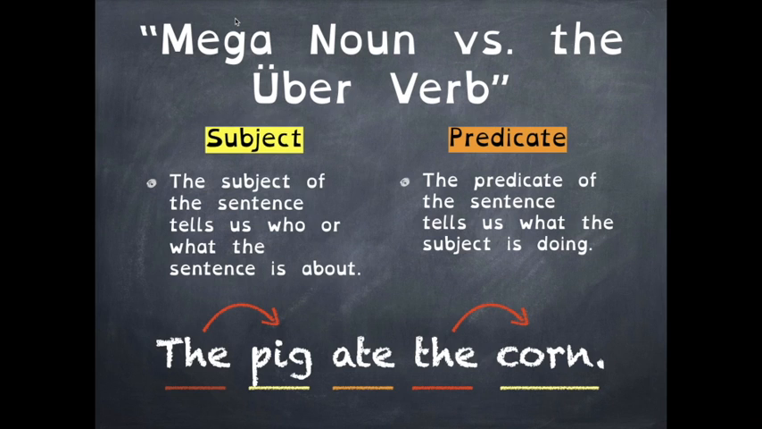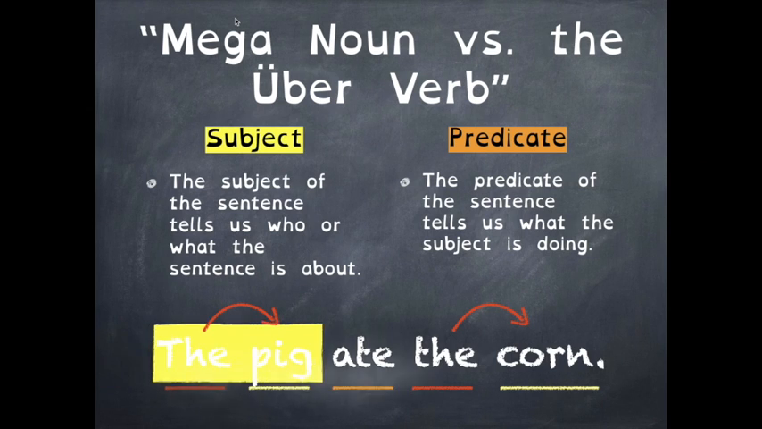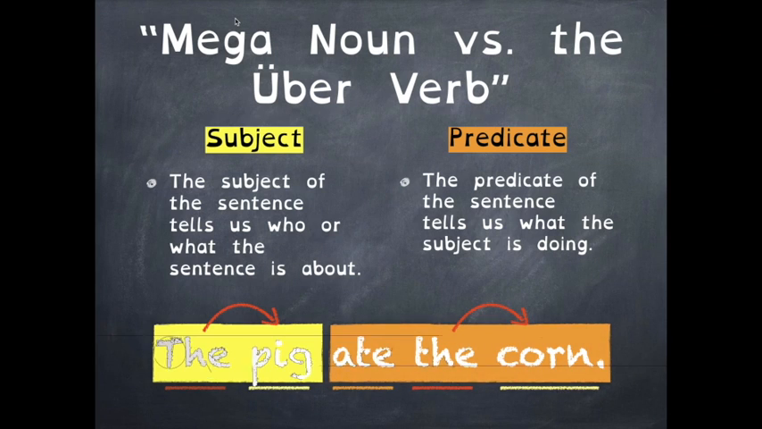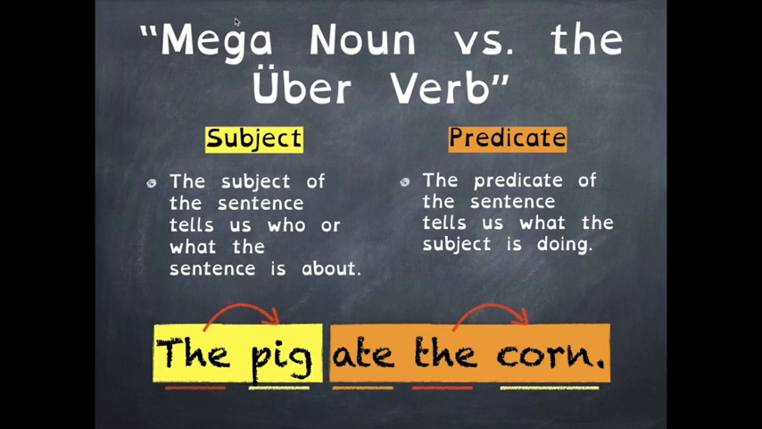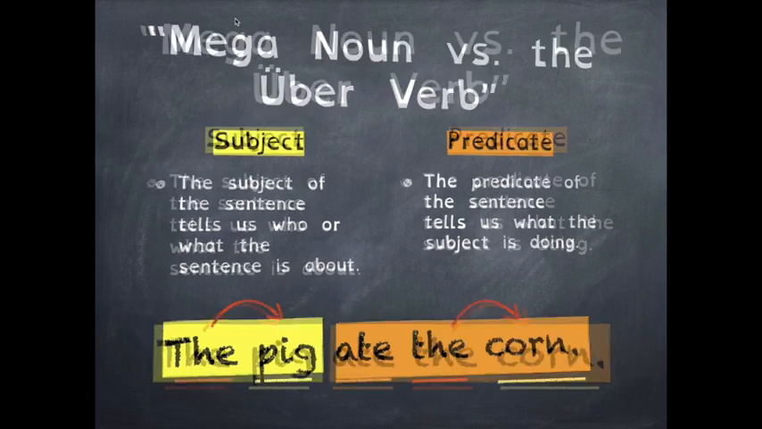The subject of the sentence tells us who or what the sentence is about. Well, the sentence is about the pig, right? Because the pig is the one doing the action. And the predicate tells us what they're doing. So the pig and the action that he does is ate the corn, right? So that's how we would highlight it. The pig is our subject and ate the corn is our predicate. So that is what that sentence would look like marked up. We would have each part of speech underlined, and then we would highlight the subject and predicate separately.